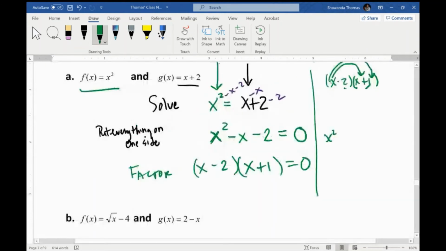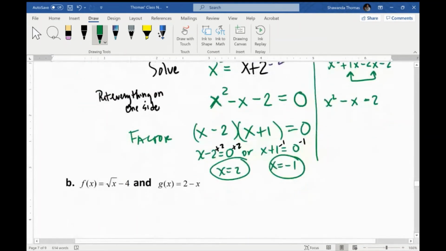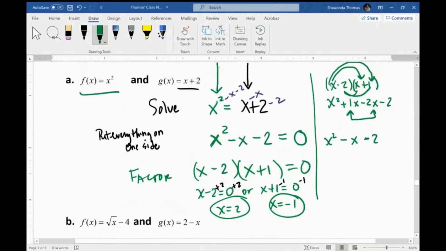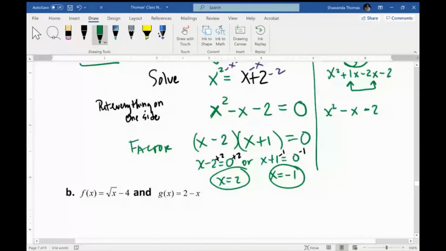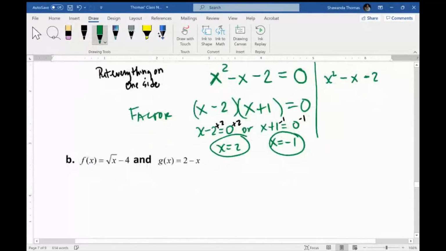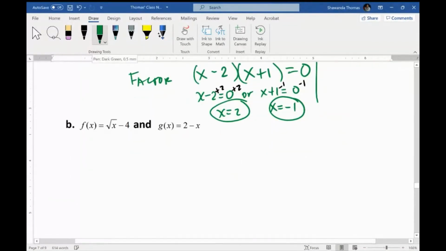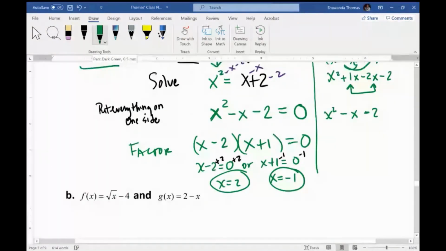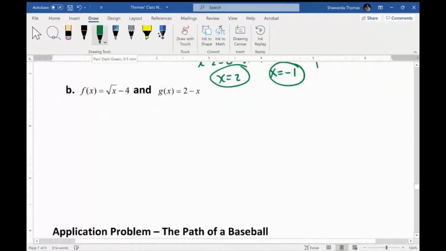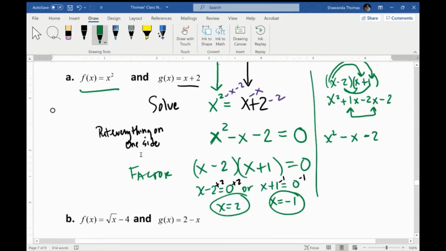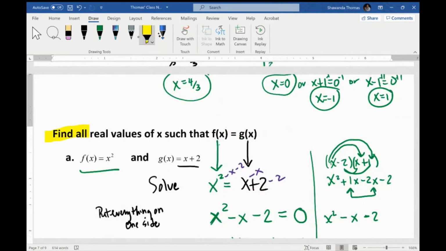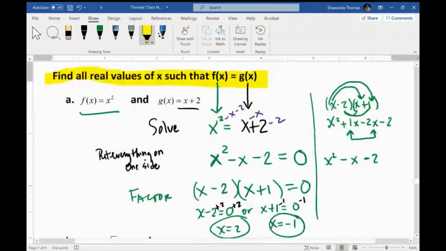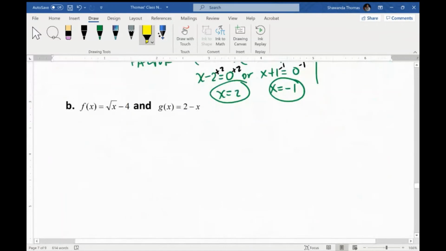All right. Questions about that? Okay. If I ever make a mistake, let me know. Sometimes I'm writing something and thinking about the next step. All right. B. f of x equals the square root of x minus 4 and g of x equals 2 minus x. We're still following the same instructions here. Find all real values of x such that f of x equals g of x. Same thing. Someone other than Zoe, tell me what to write first.